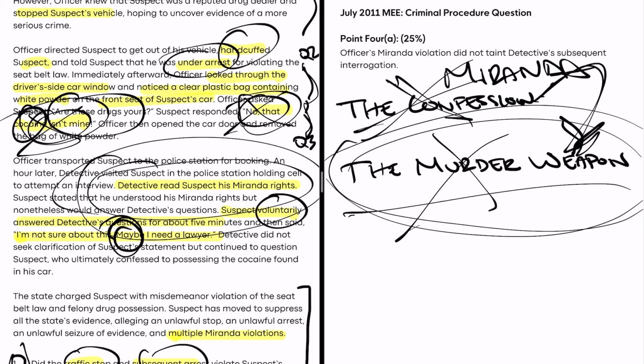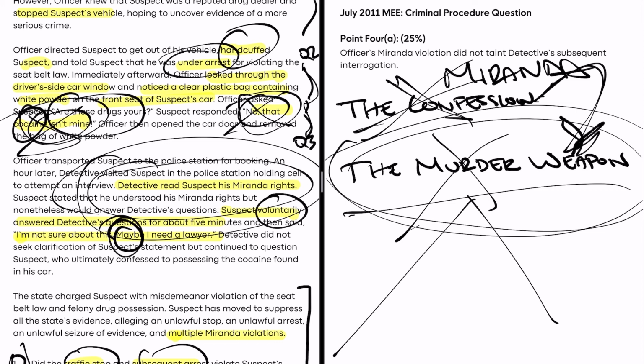So it's key to recognize that the fruit of the poisonous tree does not apply to Miranda violations. That's our difference between Miranda violations and Fourth, Fifth, and Sixth Amendment violations. Basically, the easy way to think about this is that the Supreme Court views Miranda violations as less serious than these Fourth, Fifth, and Sixth Amendment constitutional violations. And for that reason, when we have a Miranda violation, the fruit of the poisonous tree doctrine does not apply. And that was basically the key in this fact pattern, right?